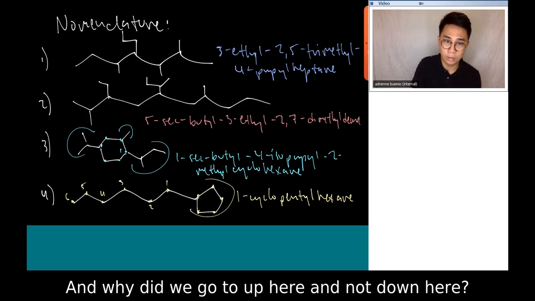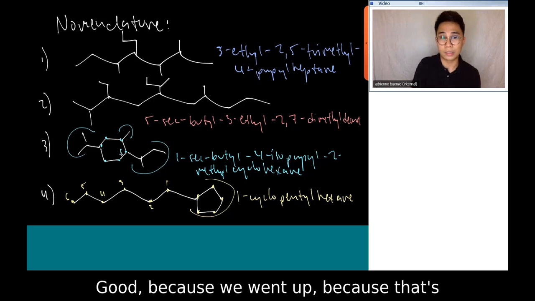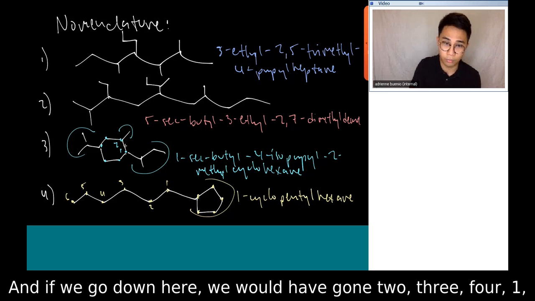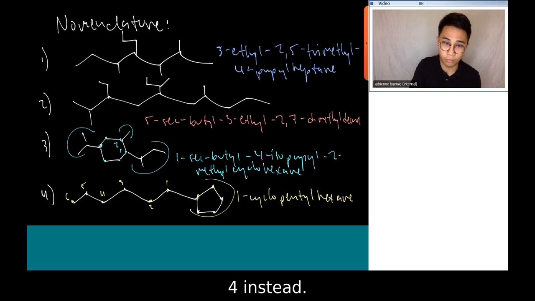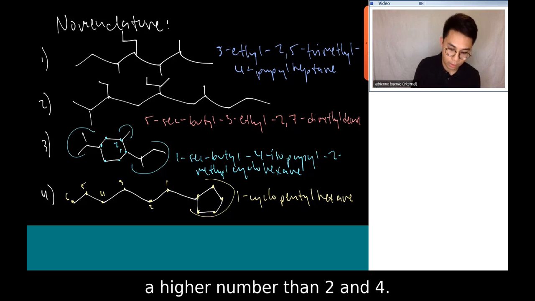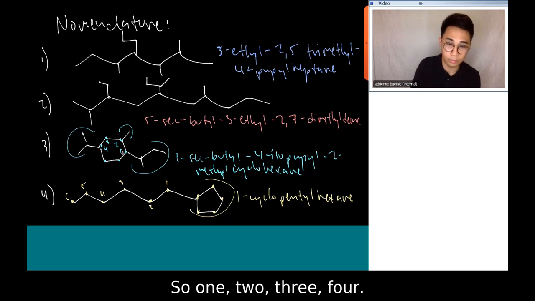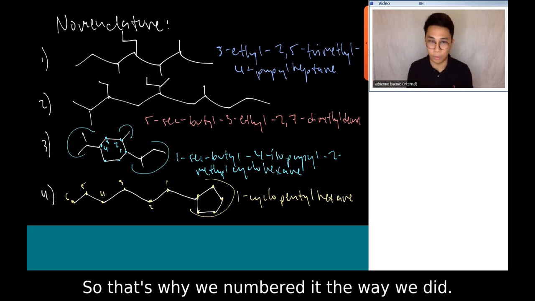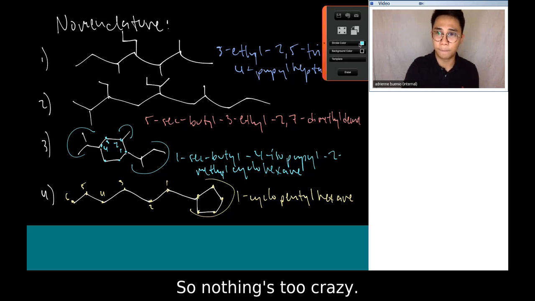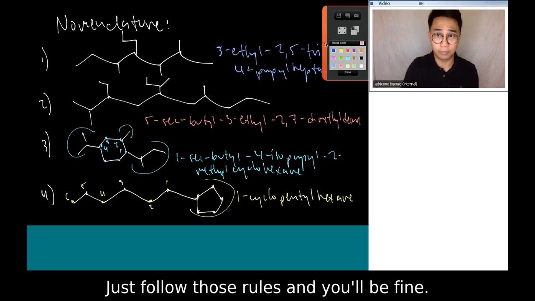And why did we go up here and not down here? Good, because we went up because that's our second lowest substituent, right? And if we go down here, we would have gone 2, 3, 4, 1, 4 instead, and that's obviously going to be a higher number than 2 and 4, right? So 1, 2, 3, 4. So that's why we numbered it the way we did, right? So nothing too crazy. Just follow those rules and you'll be fine.